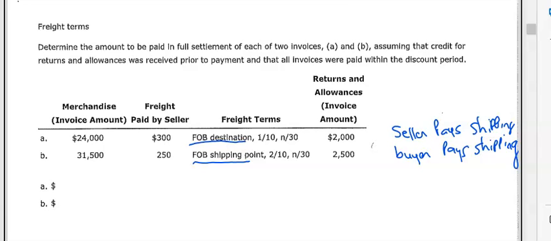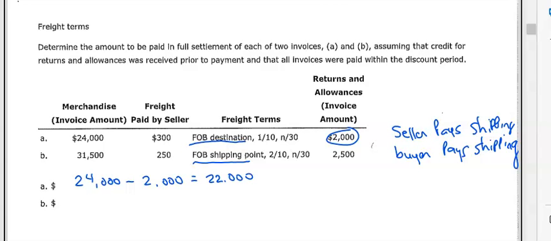All right, so they just want to know how much needs to be paid to settle these bills. So in letter A, we have a merchandise invoice amount of $24,000. But then if we read across, we can see that we returned some. So let's subtract out that $2,000. All right, so then we're left with $22,000 as our net purchase.